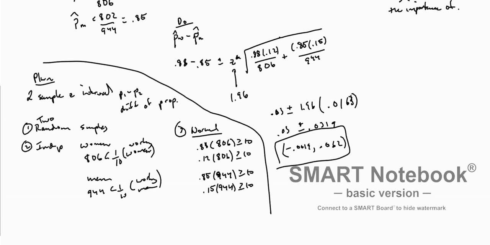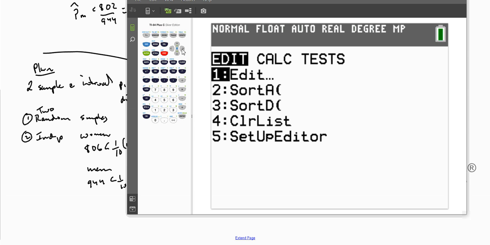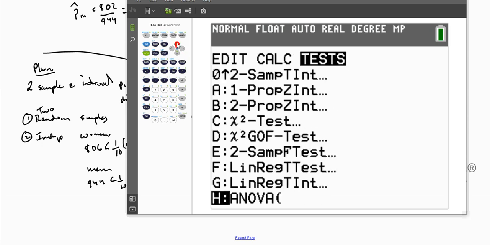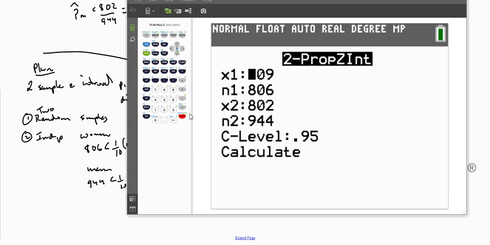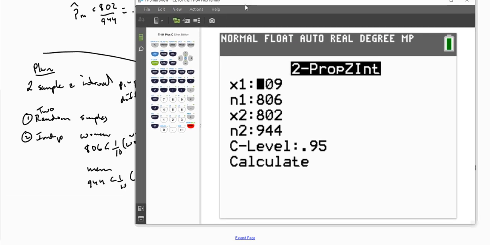Now, we can also check this on our TI calculator. So if we go over here in stat and we go to test, and you go down to the bottom, you'll see that we have a 2 prop z interval. So that's a 2 sample z interval for proportions. I'm going to put that in there, okay? And now from here, you can see that I entered all our values. So x1 means the total amount that we have for, I'm just going to say for women, and that's going to be out of 806. We have our x2, which is 802 out of 244. We have our confidence level, which is 0.95, and what we're going to do is calculate that.